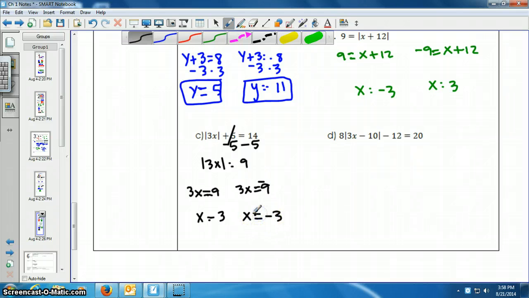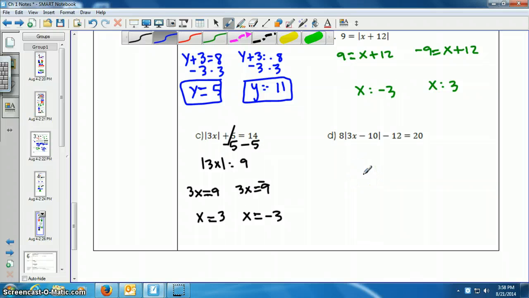And then you always want to plug it back in and check, and most of the time you can do that in your head. 3 times 3 would be 9. Absolute value of 9 is 9. Plus 5, yep, 14. And then again, negative 3 times 3 is negative 9. Absolute value is positive 9. Plus 5 is 14. All right.